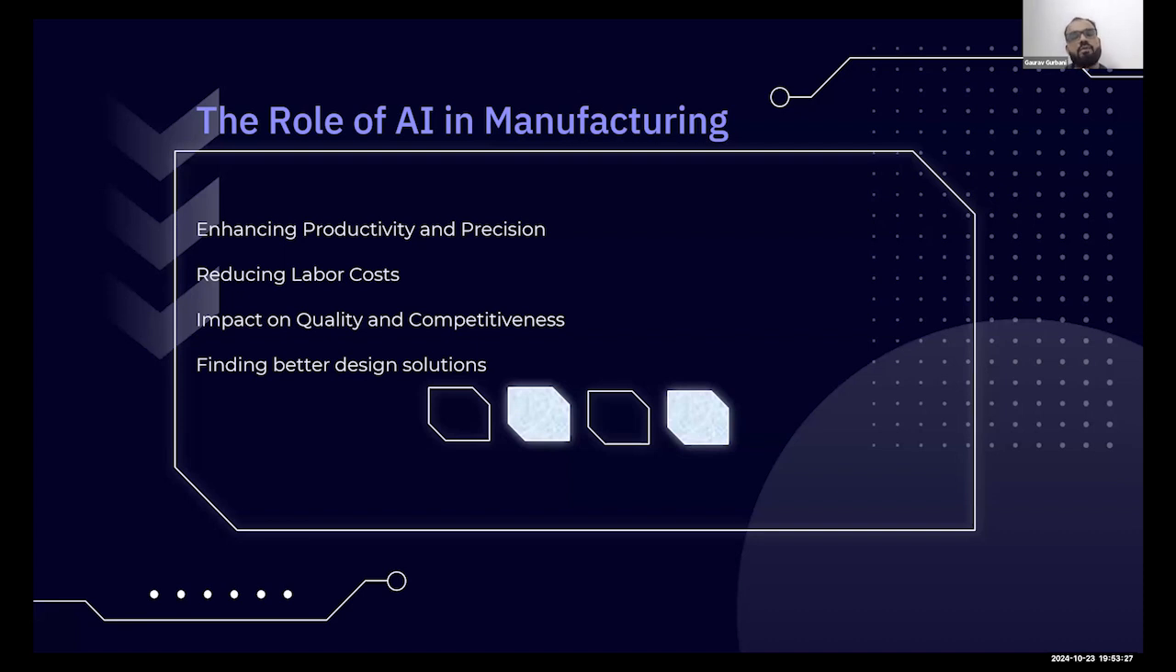But with the help of AI, when things are being done robotically, when things are being done automatically, there is very little chance of a negative impact on quality. So every quality check will be done in a very positive way.